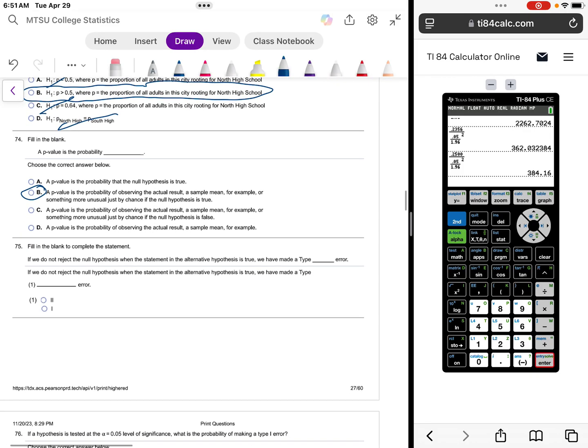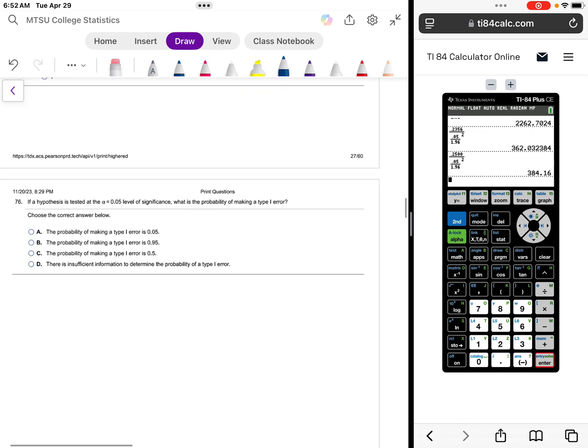Number 75, as we fill in the blank, if we do not reject the null hypothesis, so that's like a fail to reject, when the statement in the alternative hypothesis is true, we made what type of an error? And we made a type 2. If the type 2 is associated with failing to reject and making a mistake there, a type 1 is associated with rejecting the null hypothesis. So since they talked about which type error is associated with the do not reject or fail to reject, that's always a type 2. Type 1 is always with the reject.